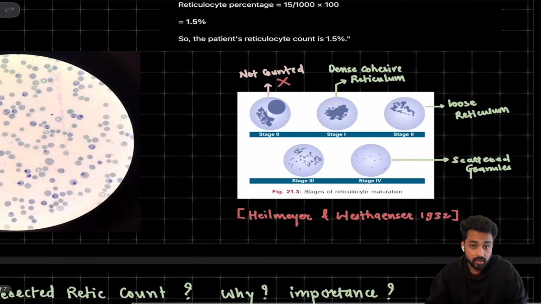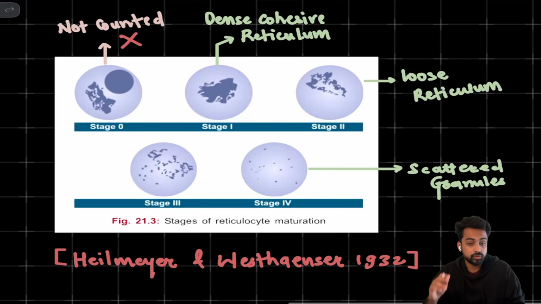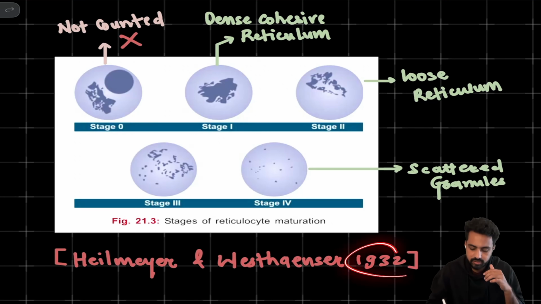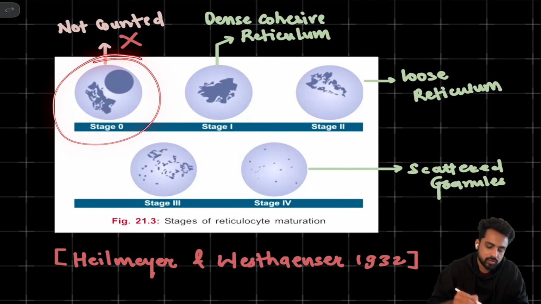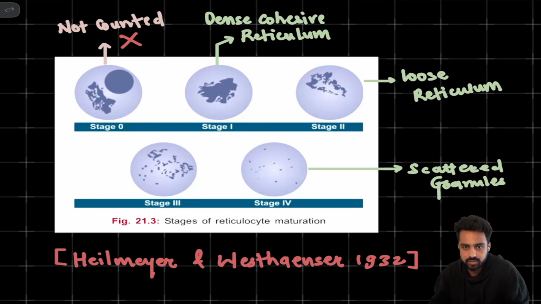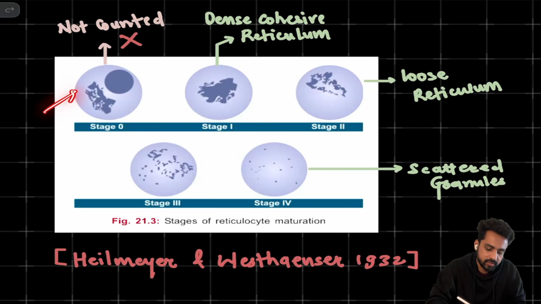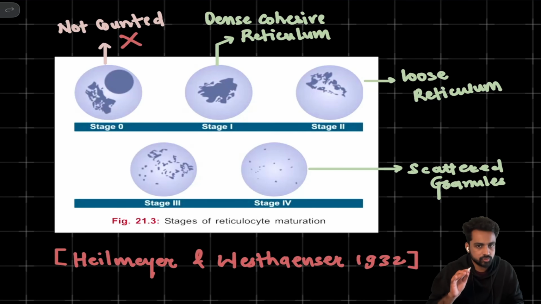This is the classic grading of the stages of reticulocyte maturation, done by Heilmeyer and Westhauser in 1932. They divided the reticulocytes into 5 stages, stage 0 to stage 4. Stage 0 is not counted in the reticulocyte percentage. Why? Because this is a nucleated RBC containing a reticulum, so it should not be included in our count.